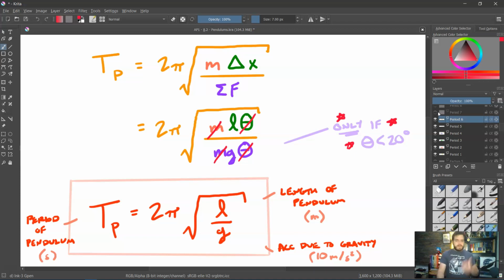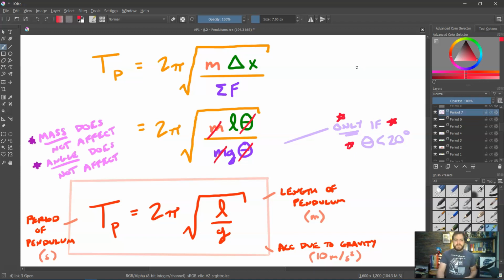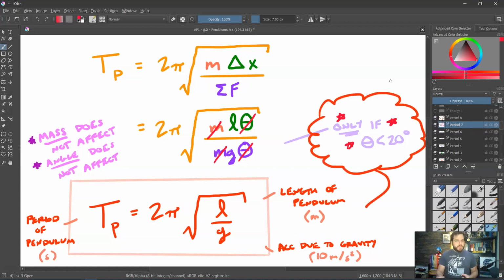And something important to notice here is just because we cancel these out in the equation, the mass does not affect this period of the pendulum, because increasing the mass increases its inertia, but it also increases the force it's being pulled with. And also the angle does not affect the period, because if we increase the angle, it has more distance to cover, but once again that also increases the force being pulled on it. But remember, although the angle does not affect the period, that is only true up to about 20 degrees. If we get greater than 20 degrees, we can no longer make that assumption. So as long as we stay in that area, this equation will be sound.